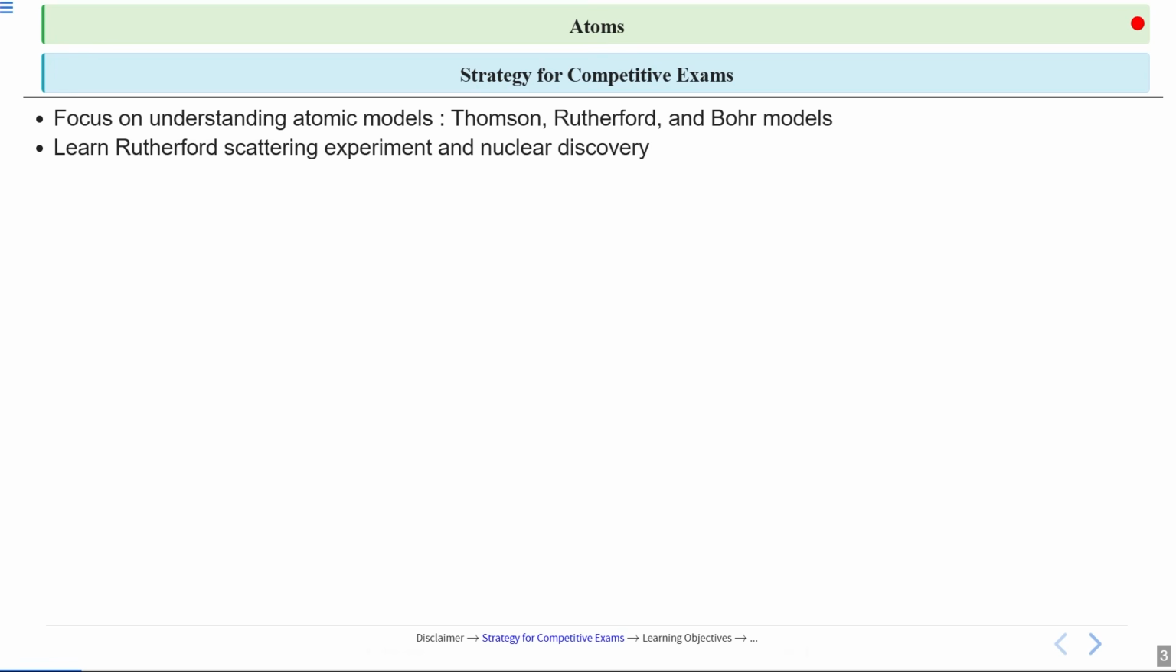Okay, so you have to master Bohr's theory of the hydrogen atom. Bohr's theory we will discuss in this chapter. Also, you have to have a clear understanding of spectral lines. You should have a clear understanding of absorption and emission spectra of hydrogen atoms.